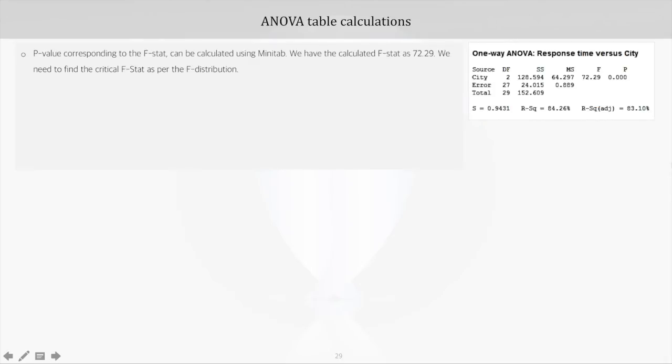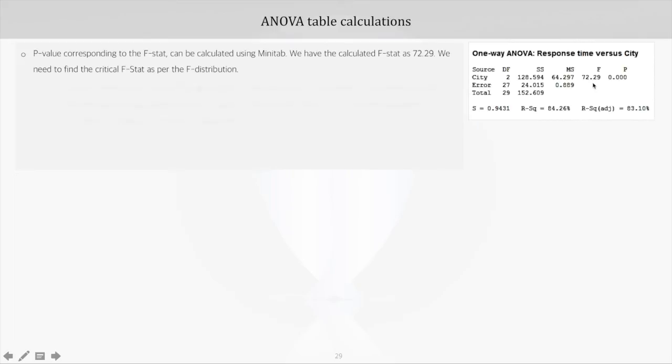Next is the p-value. The p-value represents the cumulative probability function associated with the distribution. In this case, we are talking about the F distribution. We have calculated the F stat, which is 72.29 in this case. To know the p-value, what we need to find out is what probability this critical value of 72.29 corresponds to.